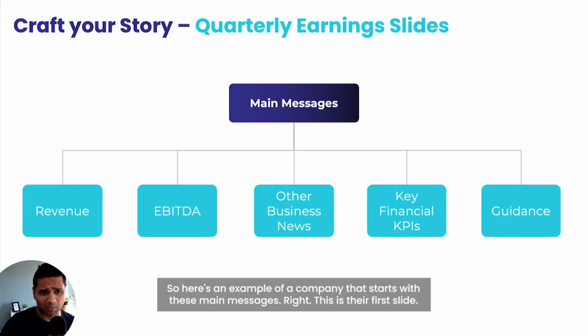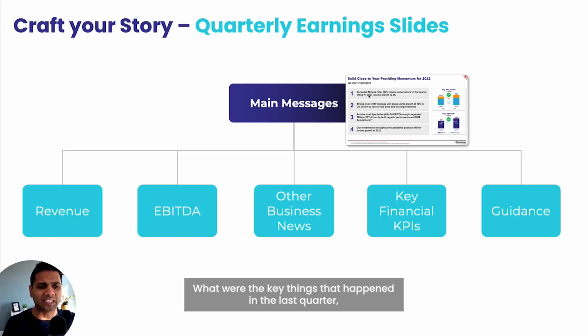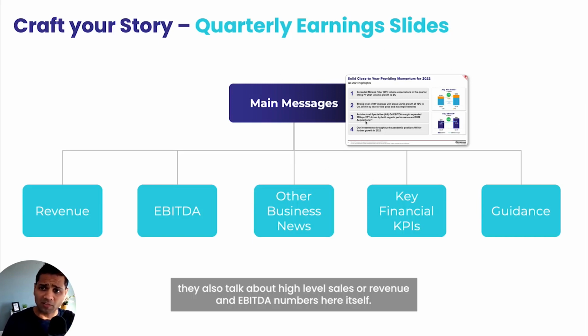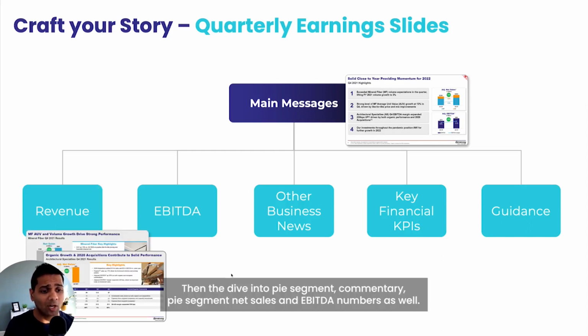So here's an example of a company that starts with these main messages, right? This is their first slide. What were the key things that happened in the last quarter? They also talk about high level sales or revenue and EBITDA numbers here itself. Then they dive into by segment commentary, by segment net sales and EBITDA numbers as well.